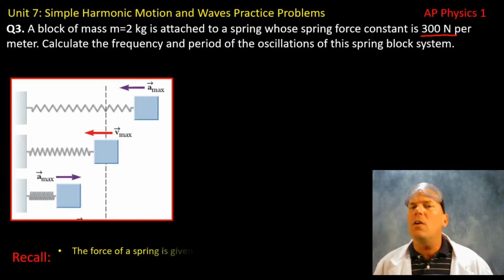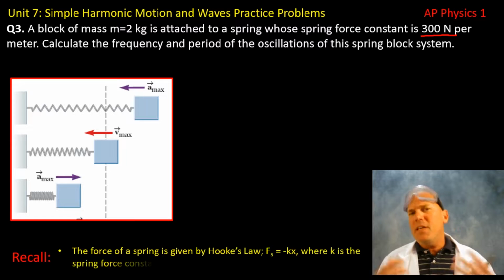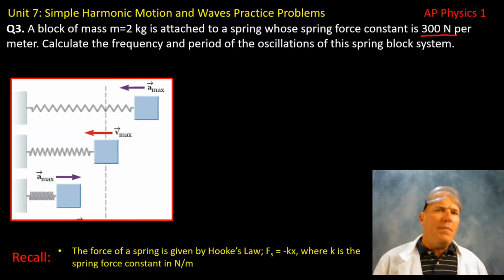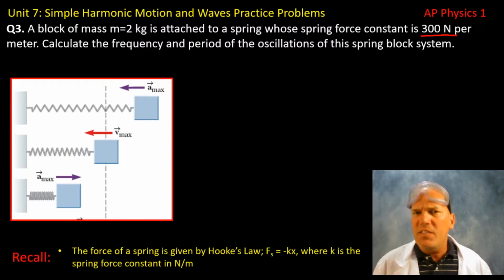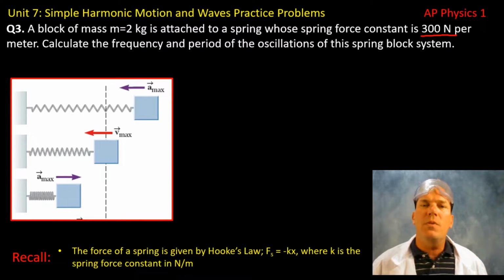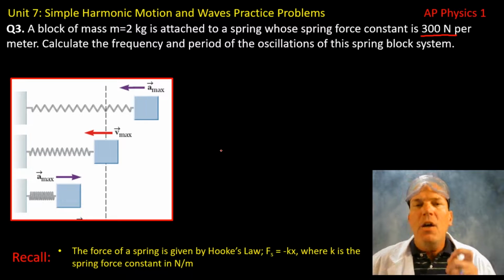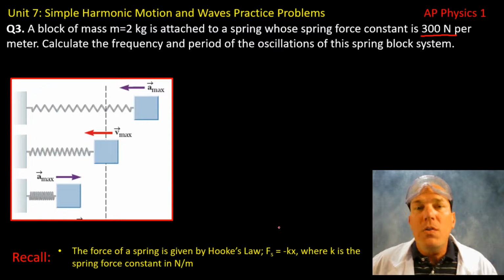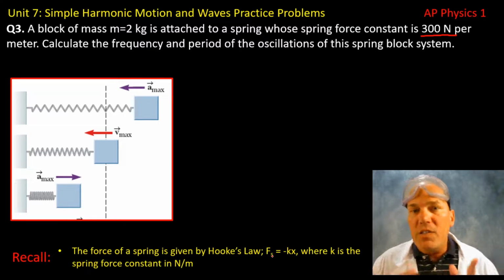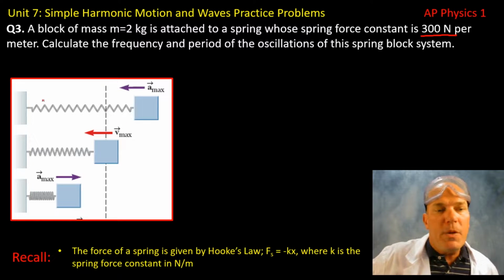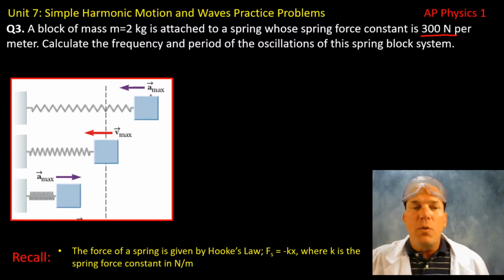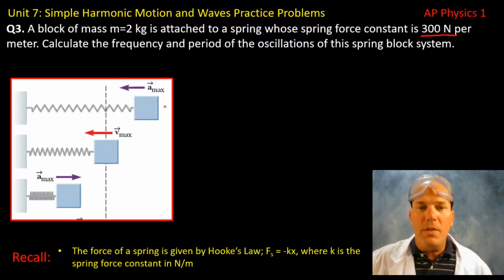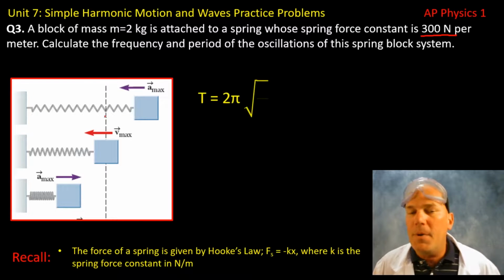Also, please recall that the force of a spring is given by Hooke's law, named after the great British physicist Robert Hooke, which states that the force of the spring is equal to the spring force constant multiplied by the position. Also remember, this negative sign is there because it is a restoring force. If the spring is extended far to the right here, its restoring force will be opposite, or to the left. Let's get to the problem.